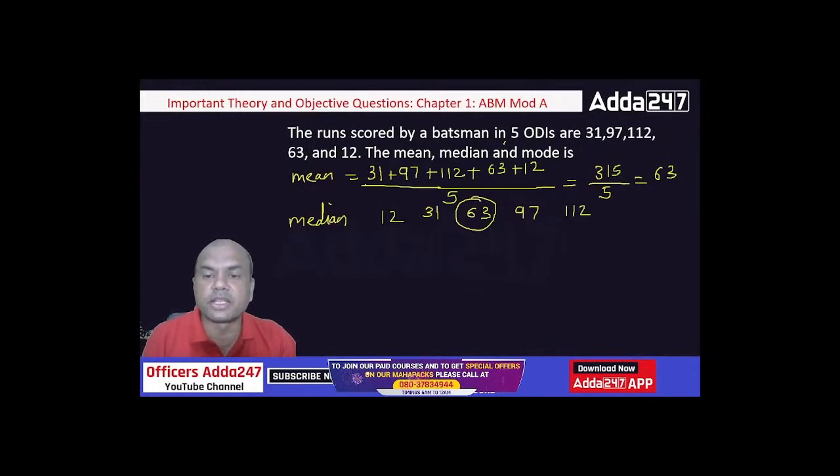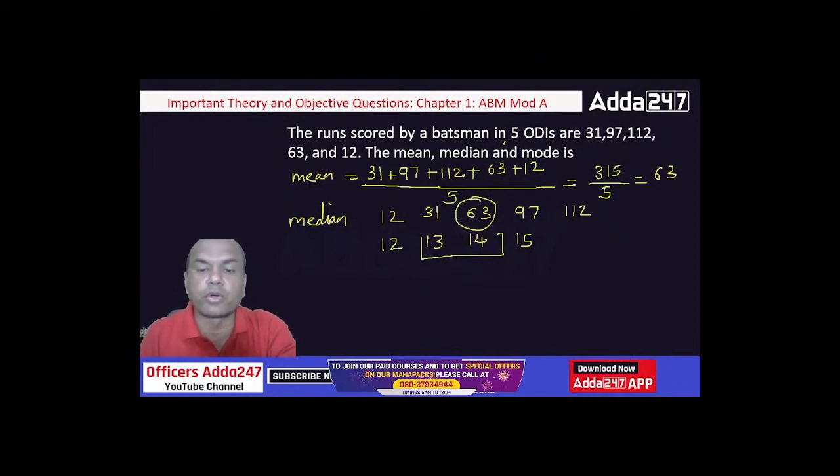Now if you have a doubt in this case: suppose there are 5 numbers, then it is simple. Suppose there are 4 numbers, 12, 13, 14 and 15. Now if the numbers are even, there is no central number. So in that case, we find the average of the central numbers. Whichever are the two central numbers, we find the average of them. So here it is 13 plus 14 upon 2, so it becomes 13.5. So we get the median as the mean of the central numbers.